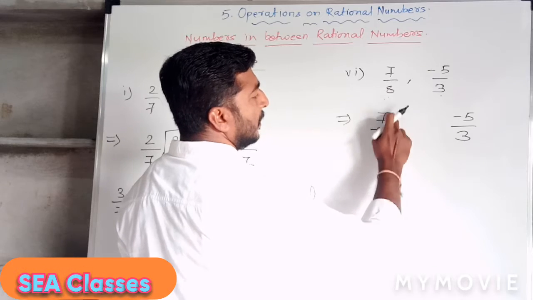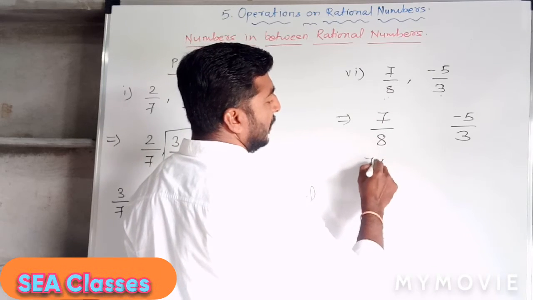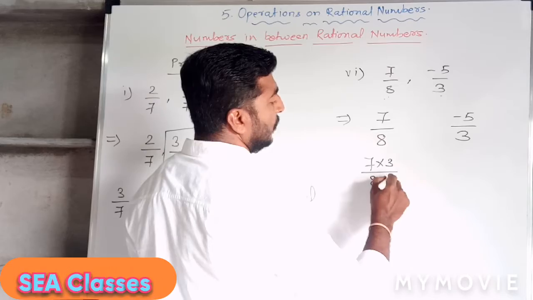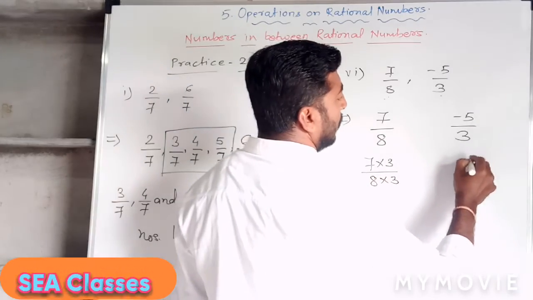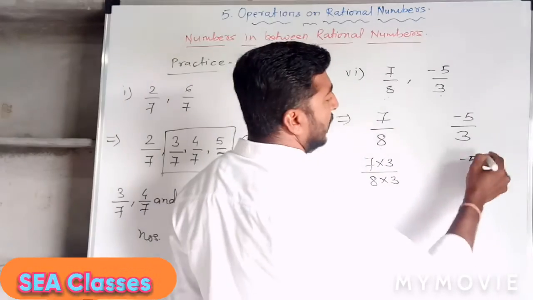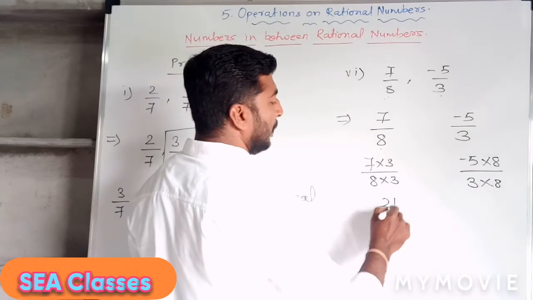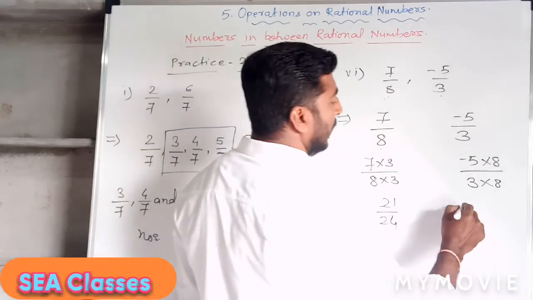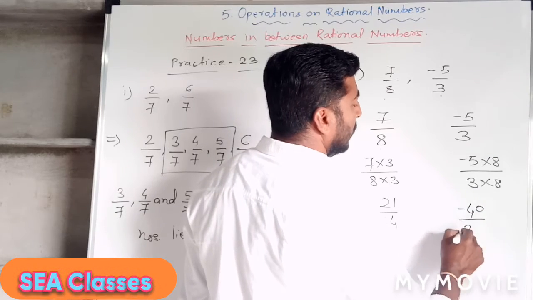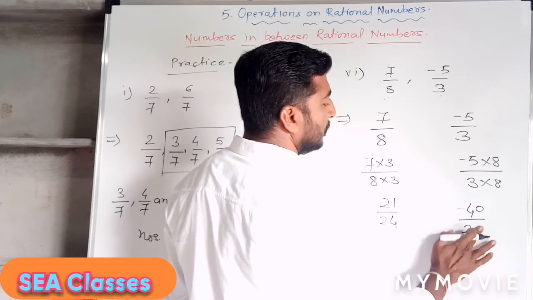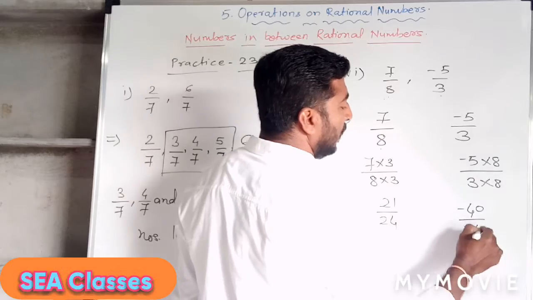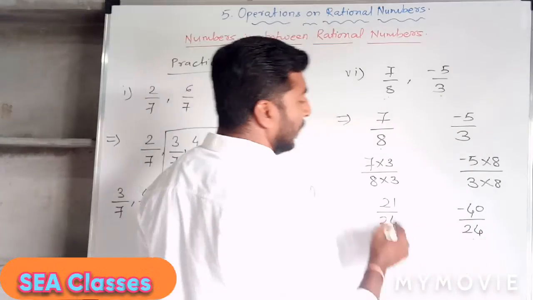Now here multiply 3 to the numerator and denominator. So 7 into 3, 8 into 3, and here multiply this 8 in the numerator and denominator. So that will be 21 upon 24, and it will be minus 40 upon 24. Now you see there are equal denominators.